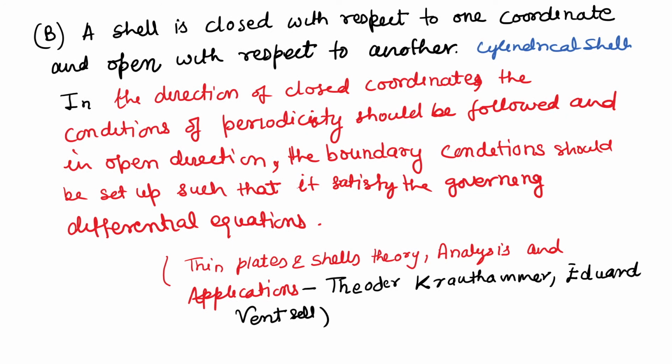A shell may be closed with respect to one coordinate and open with respect to another coordinate. Where the coordinate is closed, the condition of periodicity will be applied, and where the shell is open, we apply the regular boundary conditions which we have obtained. This type of information is given in the book Thin Elastic Shell Theory, Analysis and Applications by Theodor Karman and Eduard Wenzel. In that book I think chapter 10 or 11 is devoted to the shell.